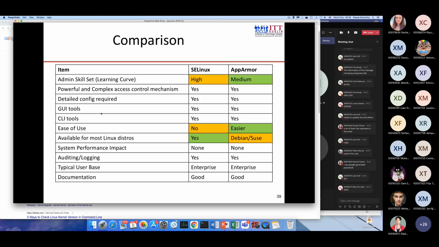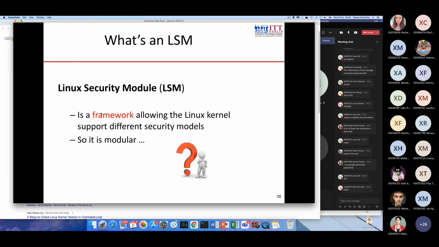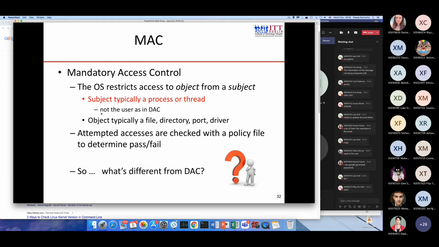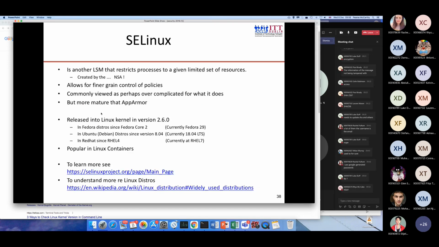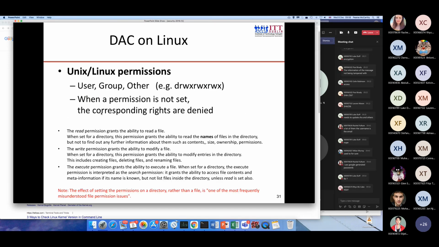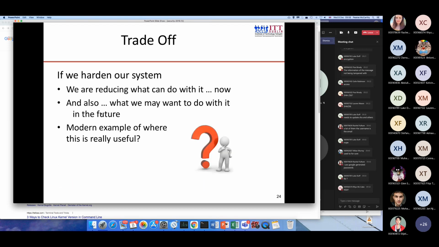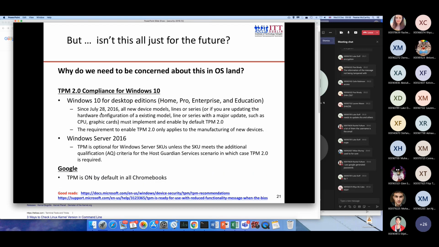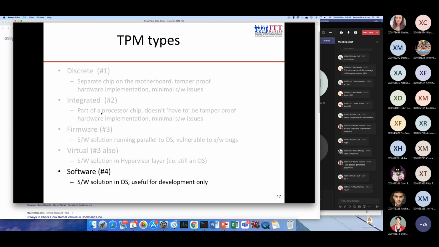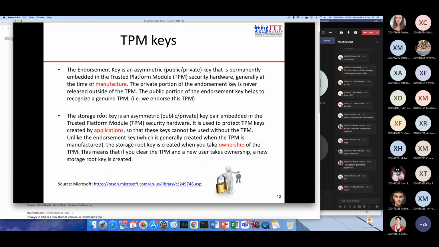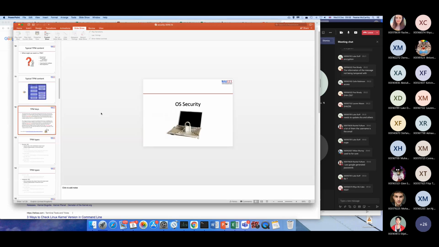So that's the security stuff we wanted to do. So it boils down to, you need to know what's an LSM, you need to know MAC, DAC, you need to know the difference between AppArmor and SE Linux. What else do you need to know? You need to know how to harden an OS, and you need to know what a TPM is and a TCB. Okay, so that's basically what you need to know. All right, so any questions on that?